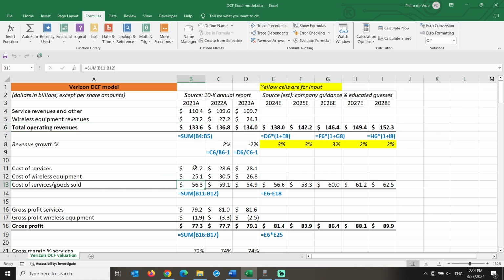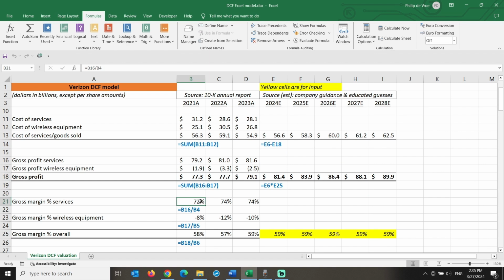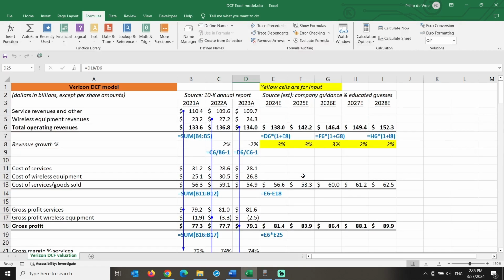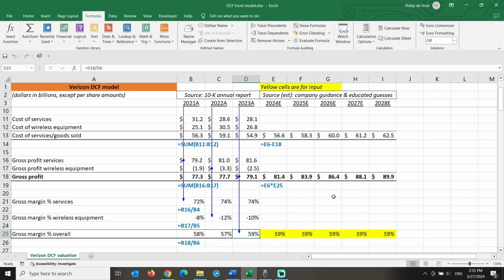When you incorporate the cost of services sold and the cost of wireless equipment sold, you can calculate gross profit by deducting those costs from revenue. The way I prefer to look at it is on a relative basis. What is the gross margin percentage, if we divide gross profit dollars by revenue dollars. Gross margin percentage by type of revenue and gross margin percentage overall. Revenue mix is very important as there can be very different gross margin percentages for each business.